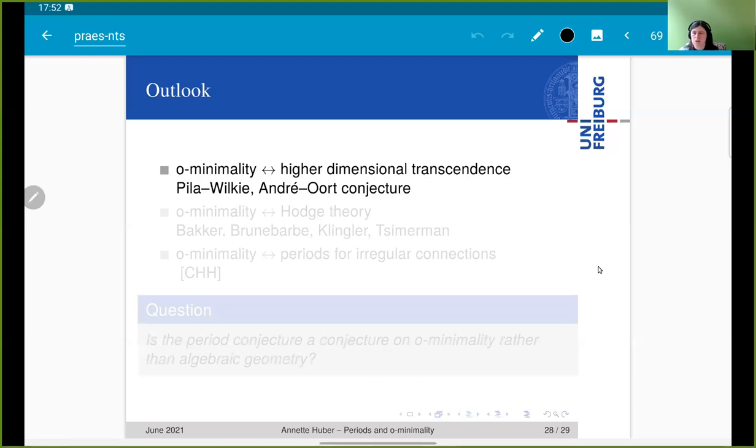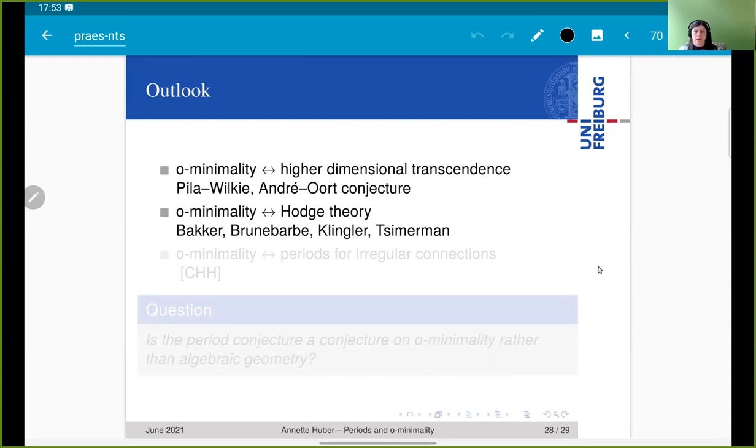I'm viewing the André-Oort conjecture as a higher dimensional transcendence theory. And there's the theorem of Pila and Wilkie and a whole strategy to prove the André-Oort conjecture that has been applied to prove or reprove the André-Oort conjecture in some cases. So there is a relation, just roughly, between O-minimality and transcendence theory. There's also a relation between O-minimality and Hodge theory. I didn't stress this so much, but of course the period isomorphism is the starting point of the theory of Hodge structures and the Hodge conjecture. And so there's a very close relation between the Hodge conjecture and the period conjecture.